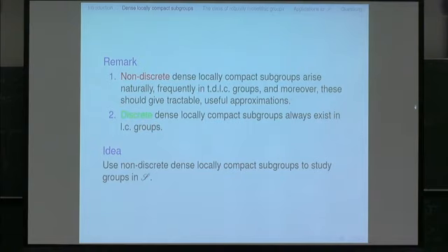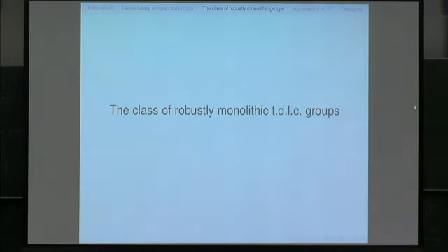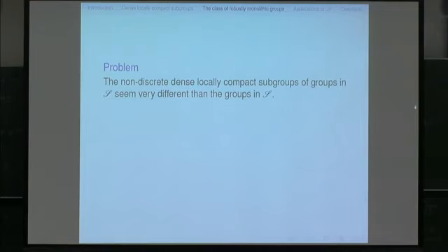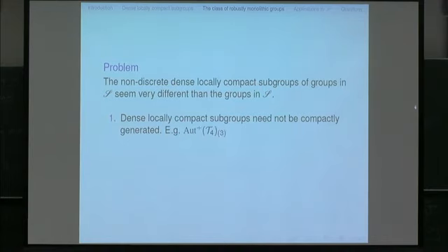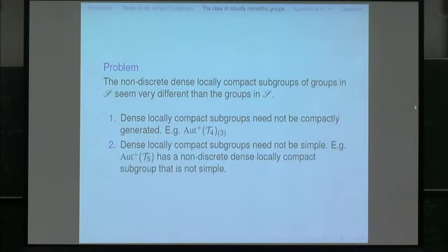So our idea was to use the dense locally compact subgroups to study groups in S. And that led us to the following class. When we were thinking about this and trying to look at the examples and compute things, the non-discrete dense locally compact subgroups, although in principle they should be good approximations, seem very different from the groups in S. The first thing is that dense locally compact subgroups need not be compactly generated. For specific examples, the 3 localization of this thing is not a compactly generated group. The other thing is they don't even have to be simple; you lose simplicity. The example here is that PSL of T5 has a non-discrete dense locally compact subgroup that's not simple. It's one of those groups by Adrien Le Boudec, that's a dense subgroup of this, but it's not simple.